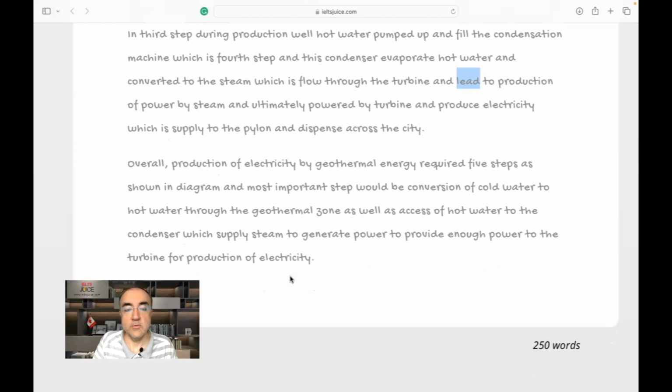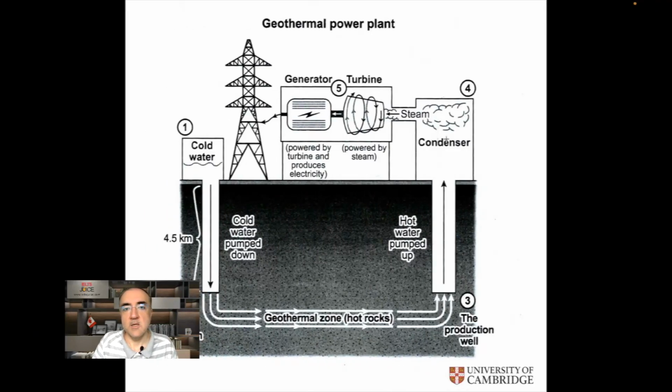Overall, production of electricity by geothermal energy requires, guys, look at this. I forgot to mention in the beginning, I don't see any time frame. And that means, you are right, we only use present simple tense. Only. We don't need any other form of verb here.